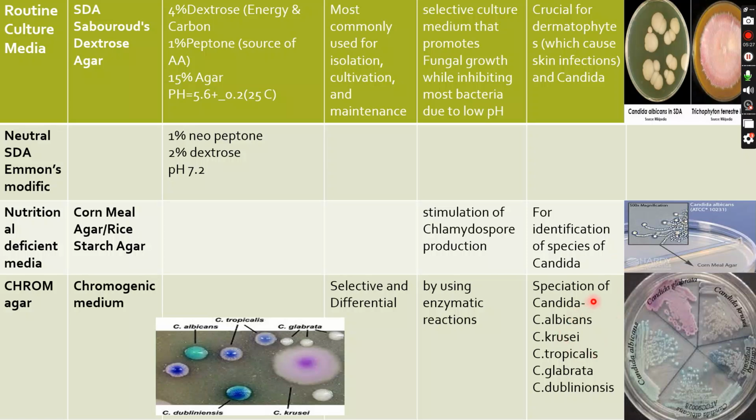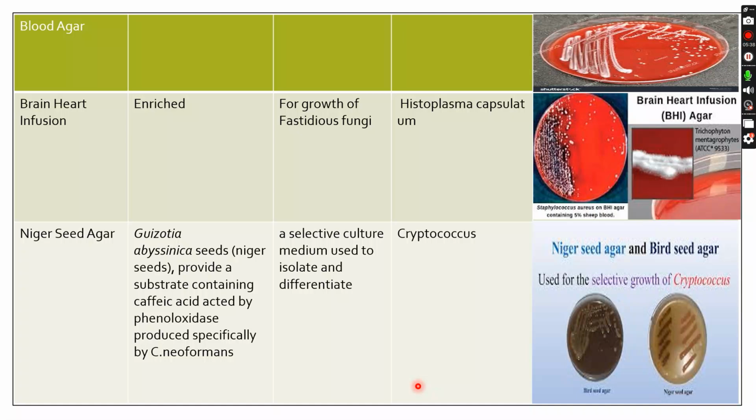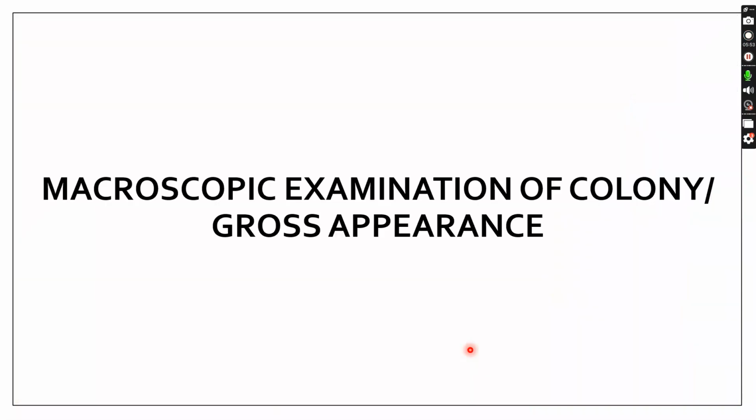Here we can see Candida albicans, Candida tropicalis, glabrata, and dubliniensis. You can see these are the different colors, and this is the culture plate. After the chrome agar, there is blood agar also for the pathogenic fungus. Then brain heart infusion agar is also an enriched media for fastidious or pathogenic fungus. These are the examples. Then Niger seed agar, that is for the Cryptococcus fungus. So these are the different cultures.